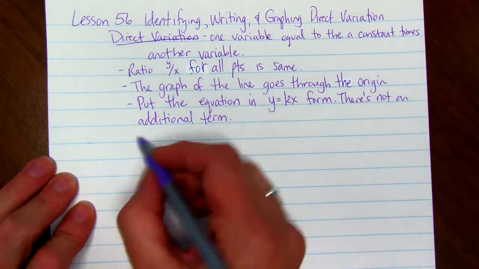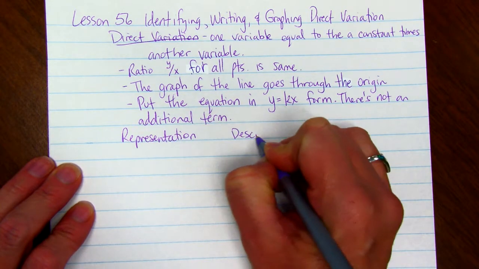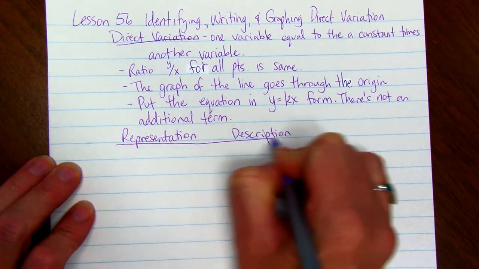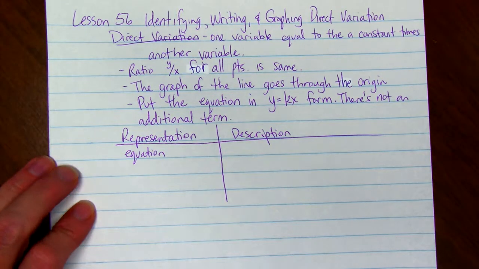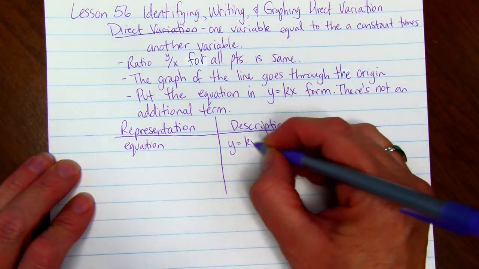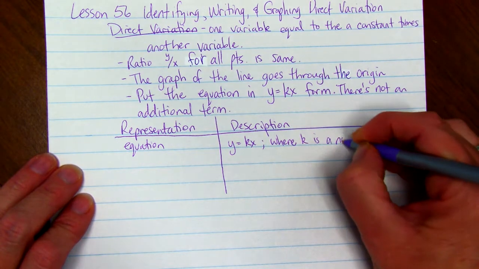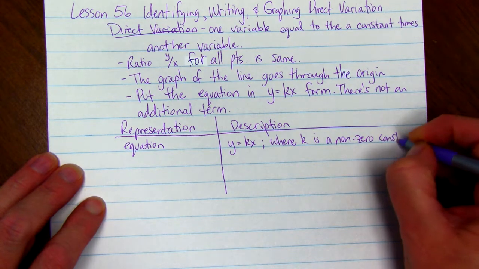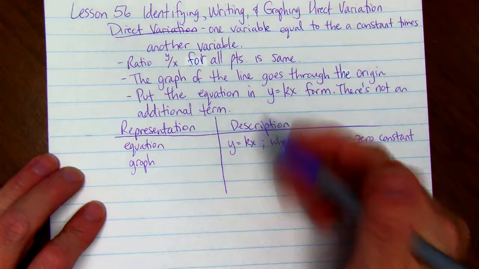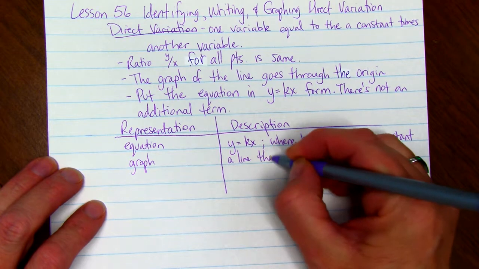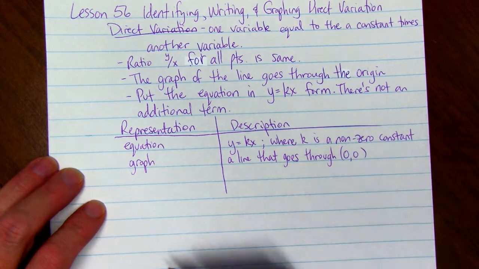So we can make a little table over here. This is the representation and the description. If we are representing it using an equation, it's going to look like y equals kx, where k is a non-zero constant, any number but 0. The graph is a line that goes through 0, 0. Or the point 0, 0.